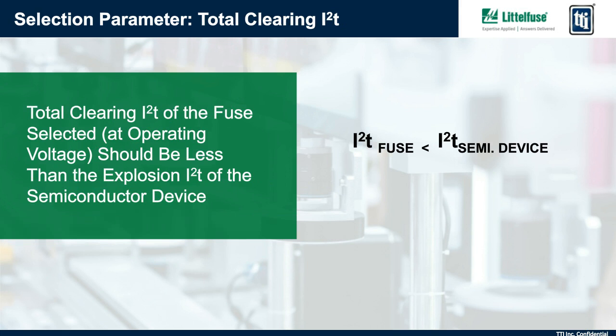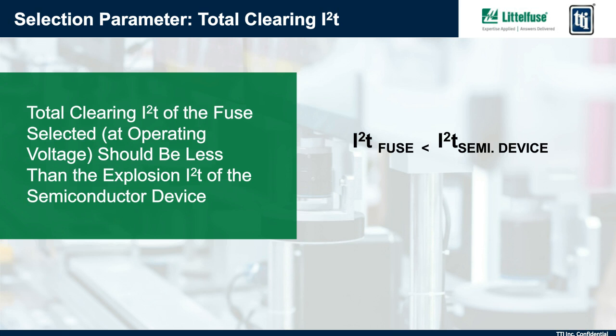Total clearing I²T. We talked about this a little bit earlier, but the total clearing I²T for the fuse should always be made sure to be less than the explosion I²T of a semiconductor device. And again, that's the total clearing I²T at the operating voltage, not necessarily at the fuse's rated voltage.